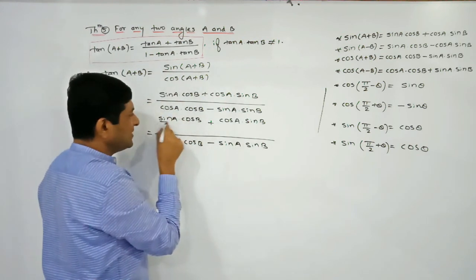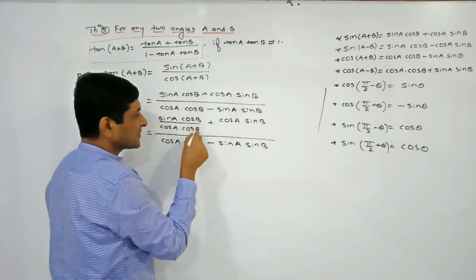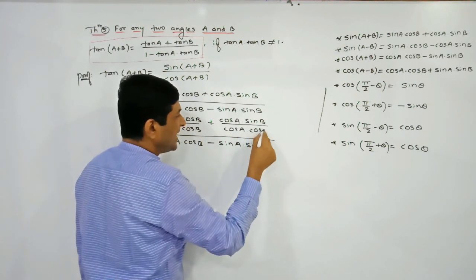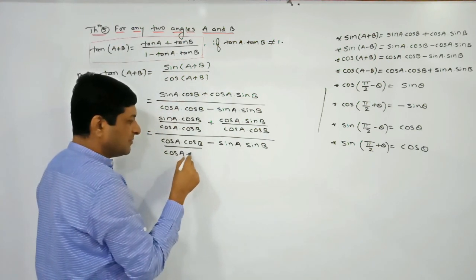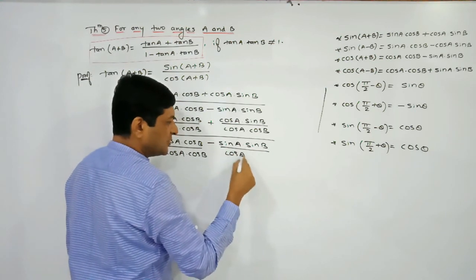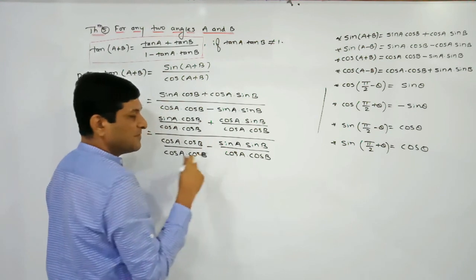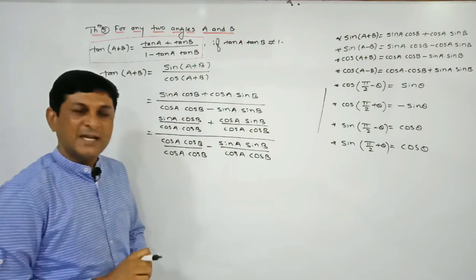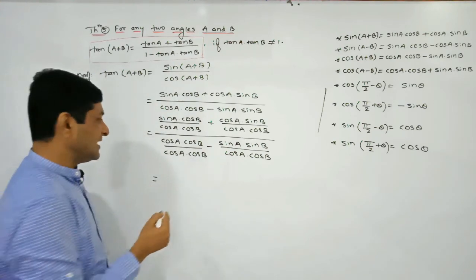Just simply I am dividing the numerator by cos A into cos B. So as we are dividing the numerator by cos A into cos B, divide the denominator also by what? Cos A into cos B. So we are dividing the denominator also by cos A into cos B. Once we divide the numerator and denominator by cos A into cos B, then simplify it in such a way that we will get our required result.